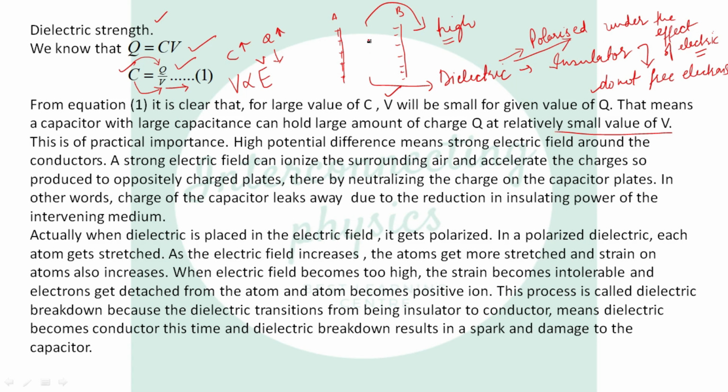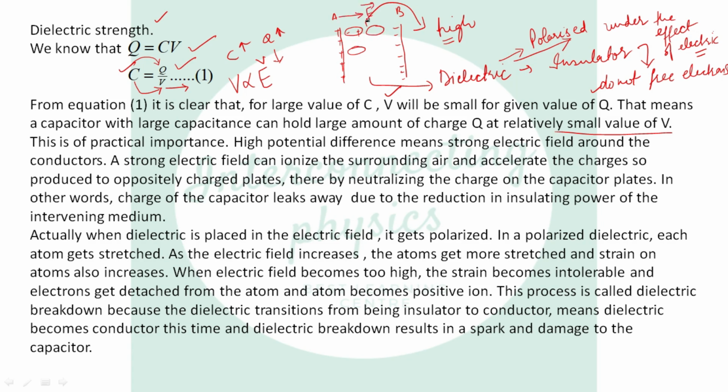What will happen? The molecules of the dielectric placed between these two conductors are polarized, meaning the positive and negative charges will be stretched. You know what polarization is? The positive and negative charges are stretched under the effect of an electric field. Electric field direction is from positive to negative.